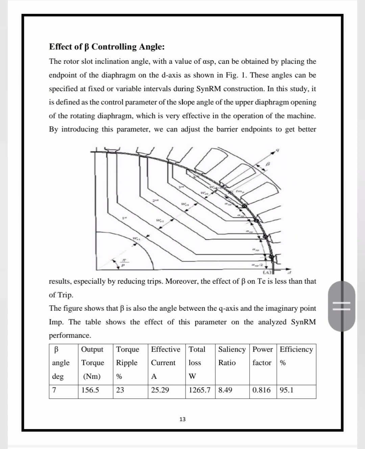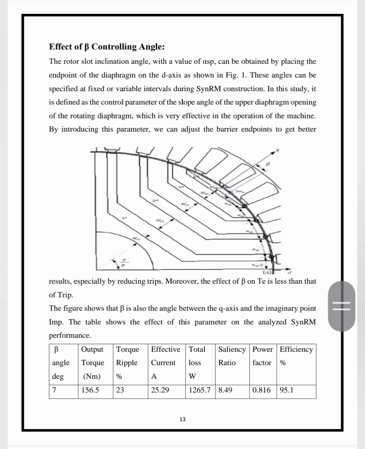By introducing this parameter, we can adjust the barrier endpoints to get better results, especially by reducing torque ripple. Moreover, the effect of the beta controlling angle on output torque is less than that on the ripple torque. The figure shows that the beta controlling angle is the angle between the q-axis and the imaginary point. The table shows the effect of the parameter on the analyzed SIN-RM performance, that is, how its efficiency varies with the beta controlling angle.